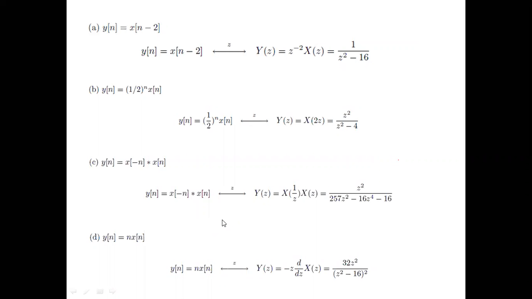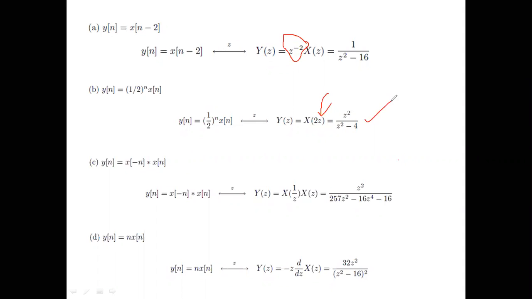Now see here, for x of n minus 2, what we have to do? X of z shall be multiplied by z to the power minus 2. You get the answer. Here, your z shall be replaced by z by alpha. Z divided by 1 by 2 is nothing but 2z. You get the answer here. What happens to the ROC? The ROC changes. The magnitude of z greater than 2 — no, 2z greater than 4 it would be, so it will be magnitude z less than 2 there.